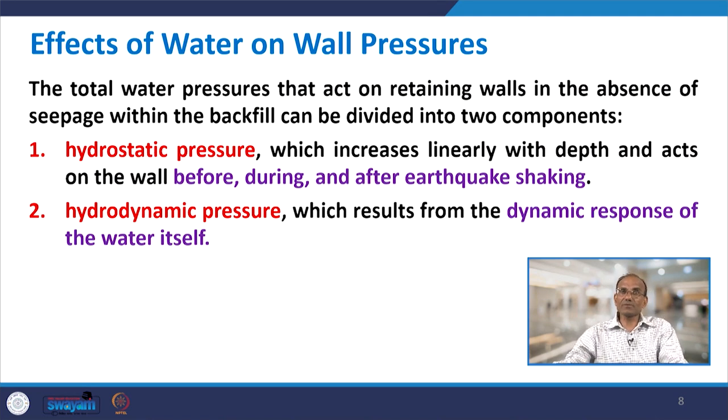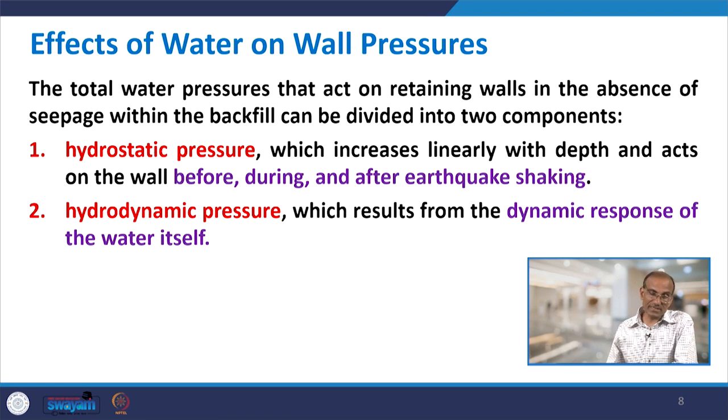The total water pressure that acts on retaining walls in the absence of seepage within the backfill can be divided into two components. The first component is hydrostatic pressure, which increases linearly with depth and acts on the wall before, during and after earthquake shaking. That means it is continuous. The hydrostatic pressure has nothing to do with earthquake loading, so it is applied continuously, without earthquake and with earthquake also. It does not vary with time. The second component is hydrodynamic pressure, which results from the dynamic response of the water itself, and this dynamic response of the water is due to earthquake loading.